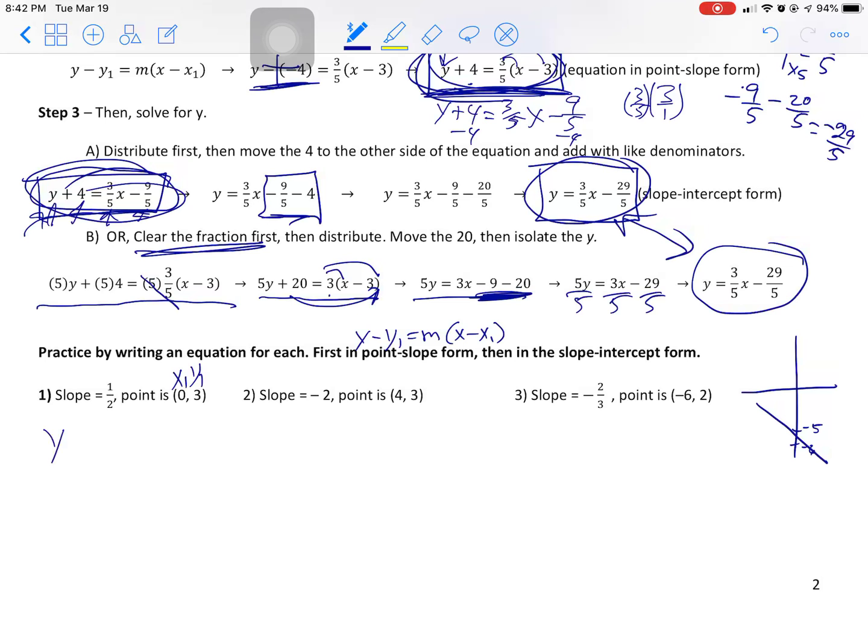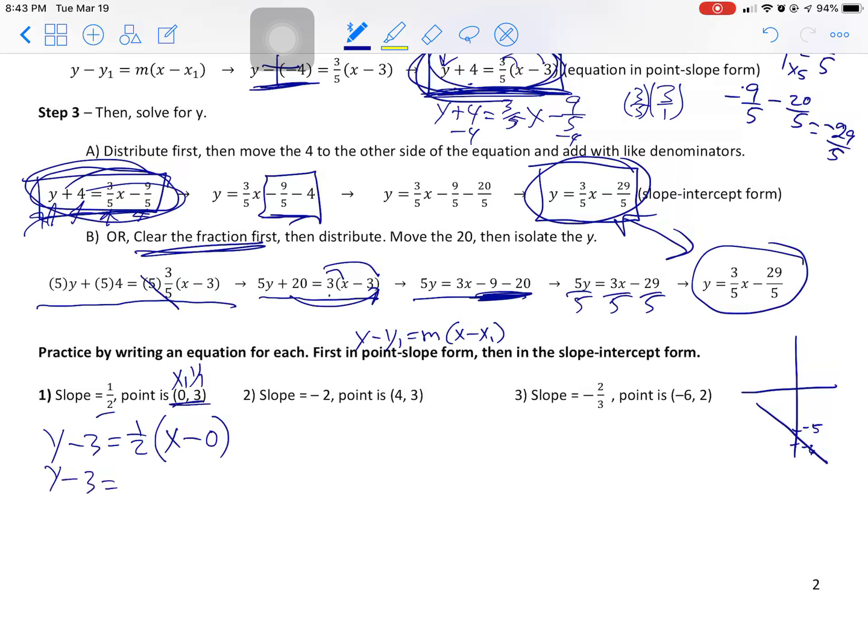So y minus y1, that's a 3 in this case. Slope is a half, put the parenthesis in, x minus 0. So that is that equation. That is that, yes, the point in point slope form. Now we need to put it in slope-intercept form. You can tell what it's going to be. That's a b right there, and there's the slope. But let's do it mathematically.